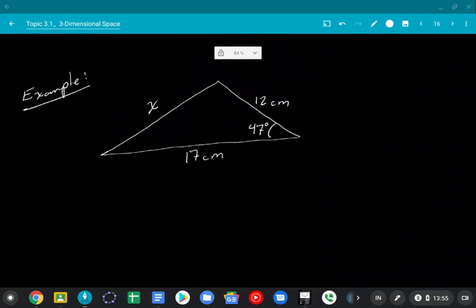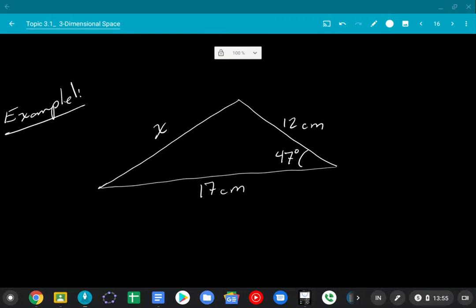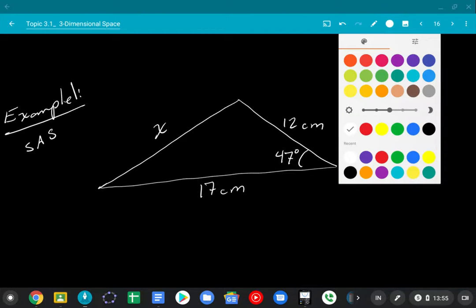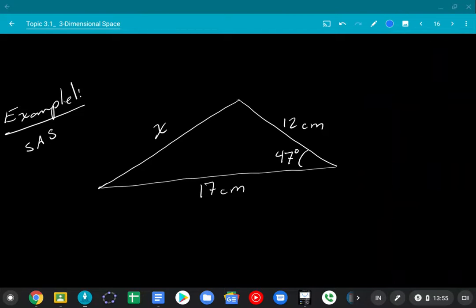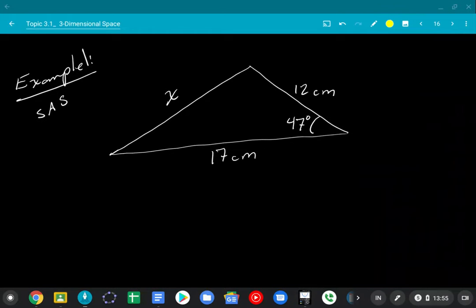Let's take example one here. Call that example one. And we have side angle side, right? They gave us a side, an angle in between, and another side. So we're going to use the cosine. And remember, so long as this angle is always opposite this side, then we're set. You can use law of cosines.